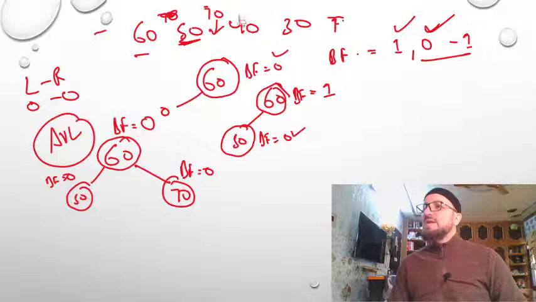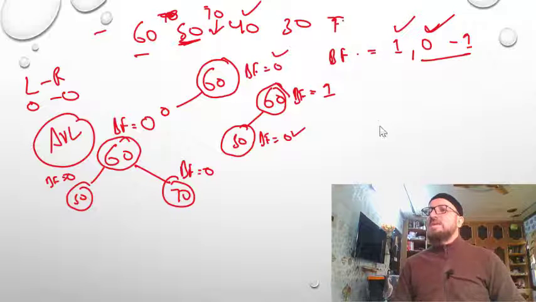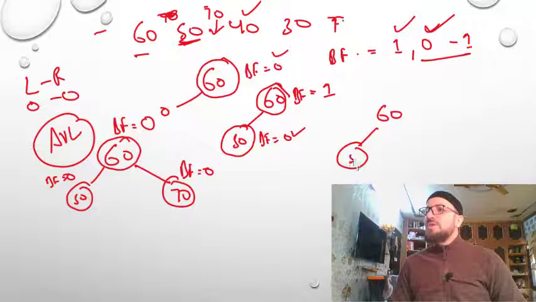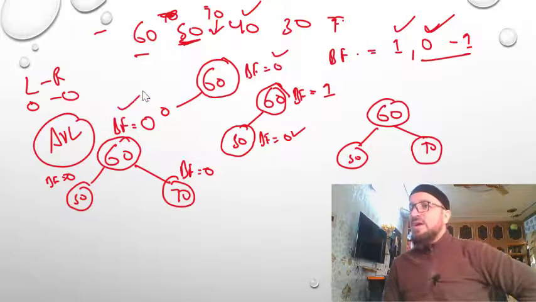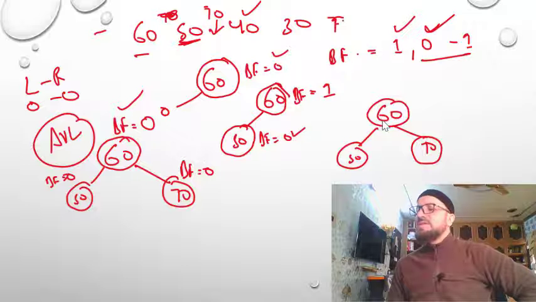Now after that comes 40. Now we have to add the 40. So we have 60 here, 70 here, 50 here. So let me put 60 here, then I got a 50 here, and I got the 70 here. Now I have to add and recalculate the balance factors. I can't keep them the same because they keep changing while we add.